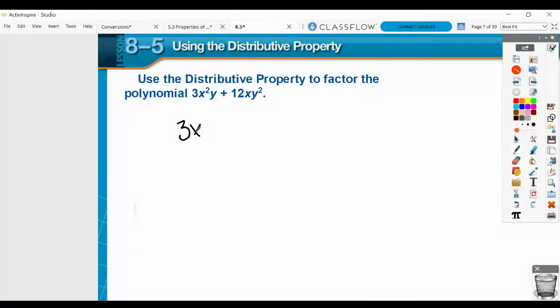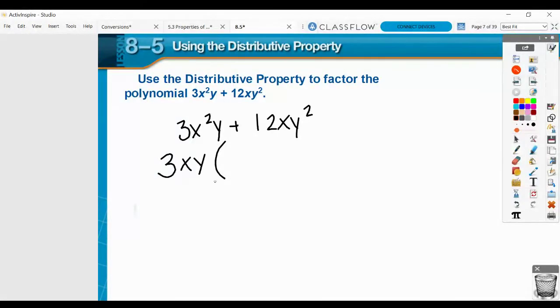You have 3x squared y plus 12xy squared. Okay, we're looking to factor out a GCF, so we need to say what number goes into both 3 and 12, and that number would be 3. Then look at your exponents. You have x squared and x, so we can only take out an x. And then you have y and y squared, so you can only take out a y.